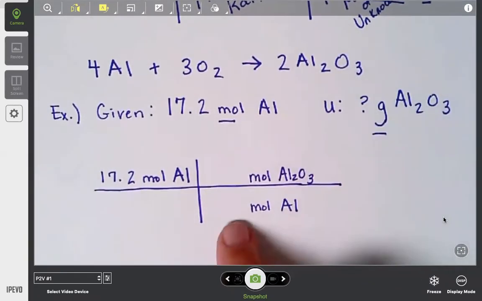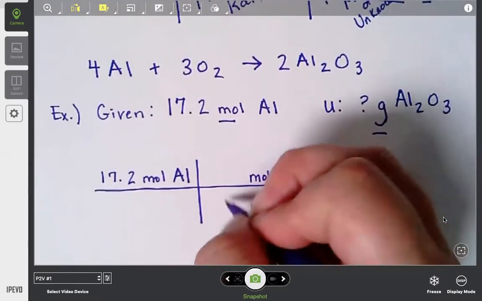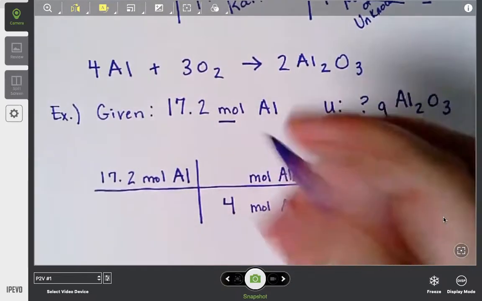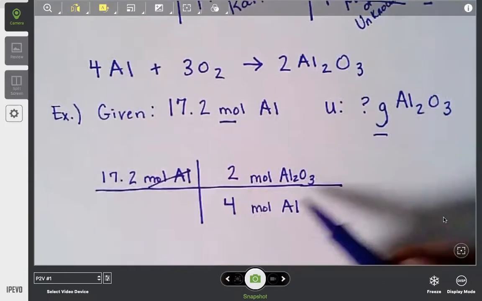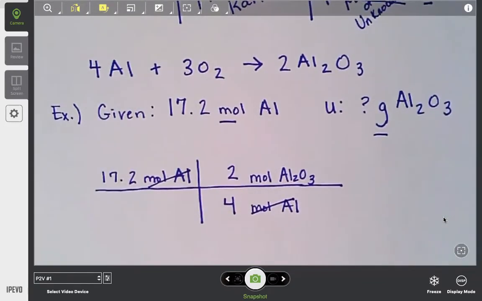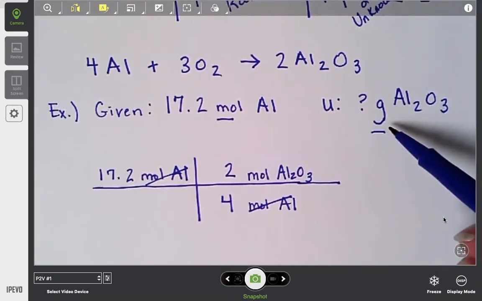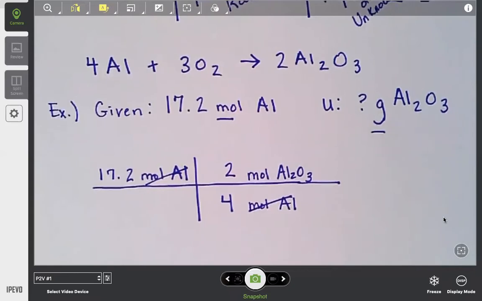I find the mole ratio components by looking at my balanced equation. There are 4 moles of aluminum for every 2 moles of aluminum oxide. Everybody with me up to this point? If you stop right now, your answer would be in moles of aluminum oxide. Do you want moles of aluminum oxide? You want mass. You know how to go from moles to mass of a compound. That was what we just did.